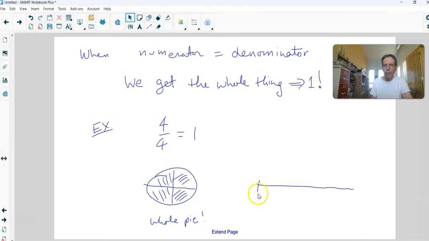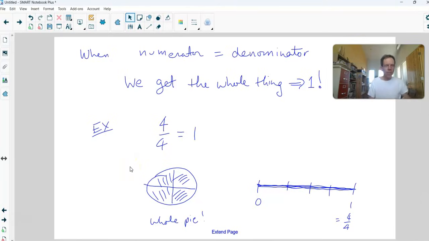On the number line, 0. Maybe here's 1. We want the whole thing. So this is 4/4, which is 1. And of course, if the fraction part is division, 4 goes into 4 once. Okay.